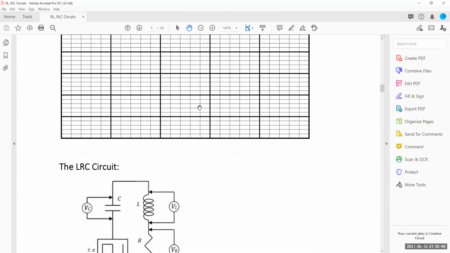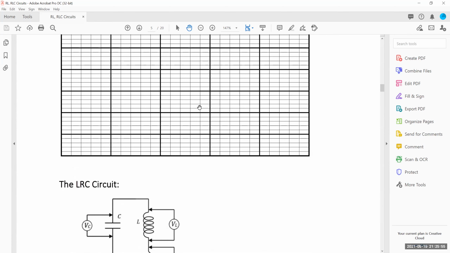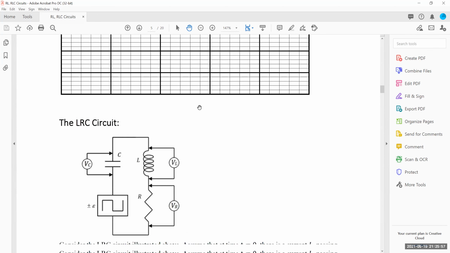And this is a graph, of course. Now, if you want to do it on Excel, please do so. If you can provide the Excel file, that's even better. And label your axes still and find everything in here.